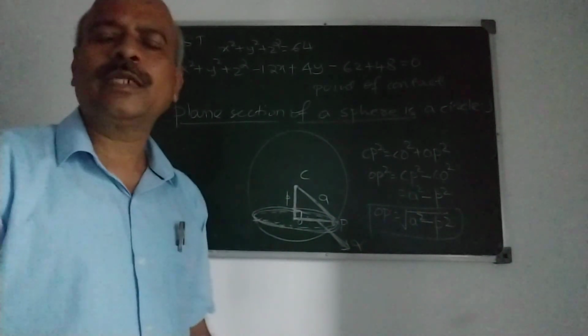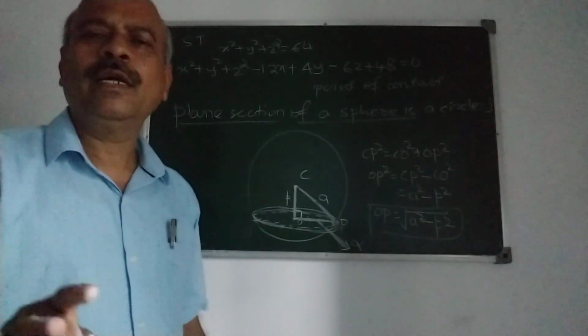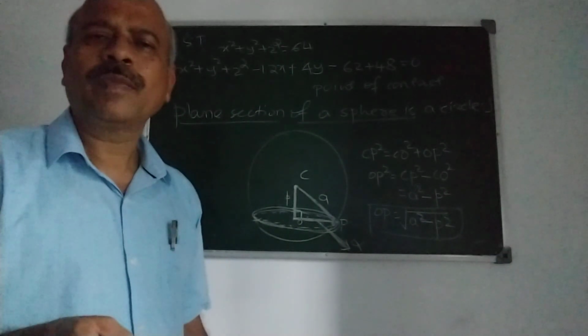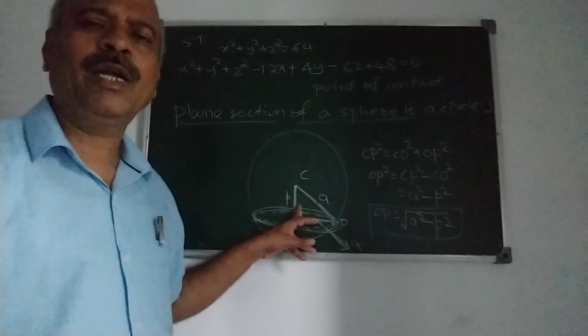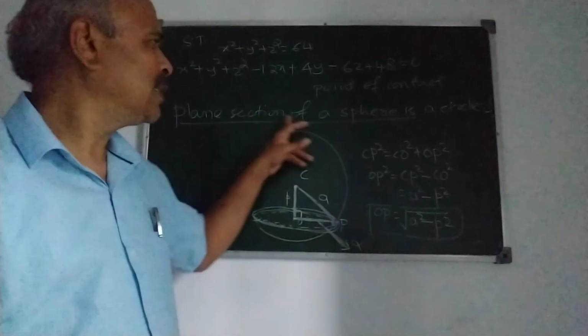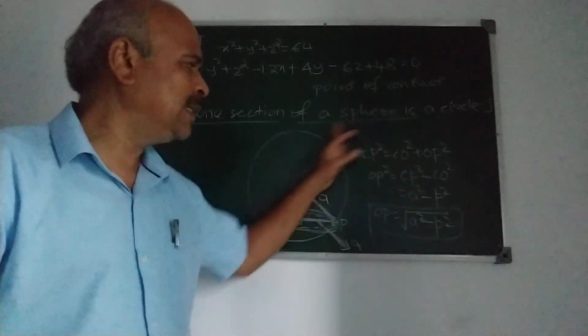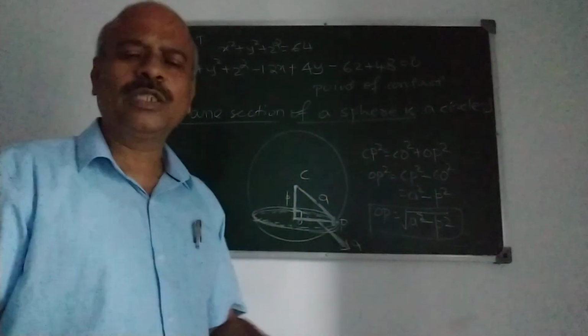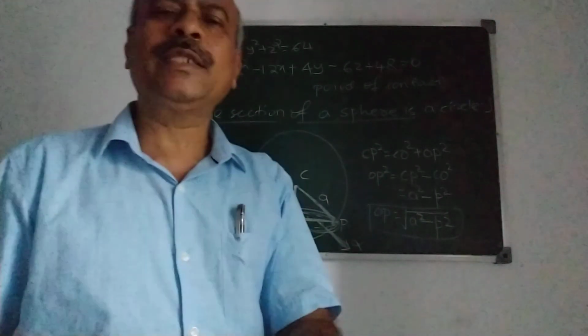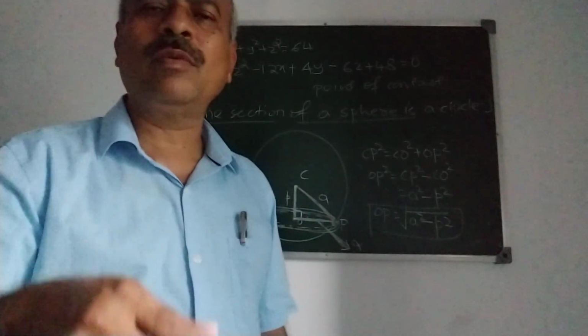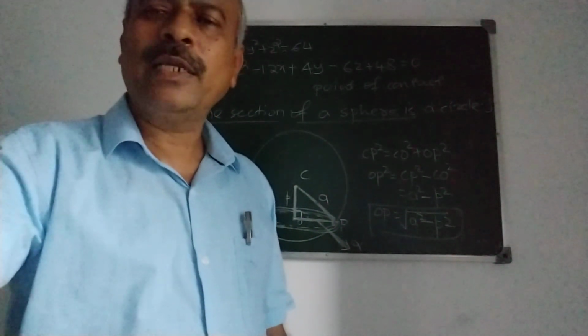That is the next topic, how to find the center and radius of the circle. First, this derivation is important and may be asked: prove that the plane section of a sphere is a circle. Then this is the proof. You go through this one. Next period I will consider problems. Different varieties of problems are there. I will consider that in the next period. Okay.